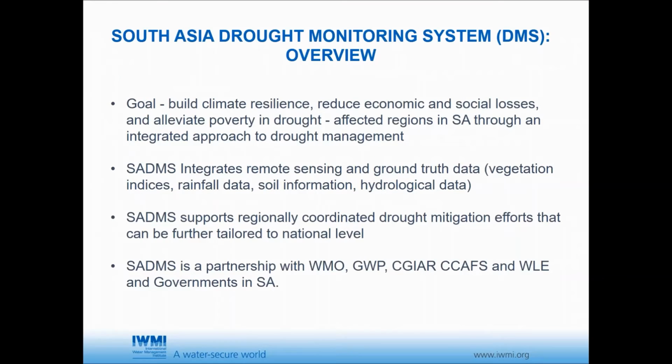As I said, this program was funded by various multi-donor partners including WMO, GWP, and our in-house partner, the Consultative Group on International Agricultural Research. The government is also now funding this program. The goal is to build a climate resilience program and look at how we can reduce poverty in drought-affected regions in South Asia, and what kind of regional frameworks we can develop that allow automated processing, so that national agencies and country states can utilize such information for appropriate decisions.